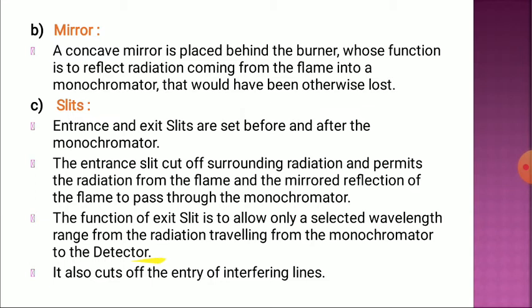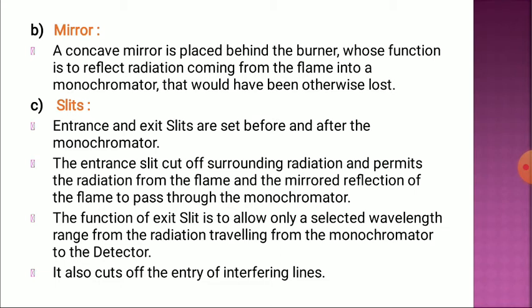Okay, that means whatever single wavelength is coming through the monochromator, or you can say prism, will be passed through the exit slit. That will be the only function of that exit slit. It also cuts off the interfering lines. Whatever unwanted radiation comes through the monochromator will be cut off and not allowed to reach the detector. Okay, this is the function of the exit slit of the flame photometer.